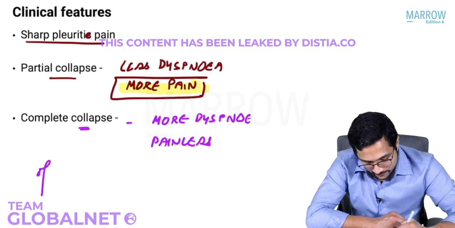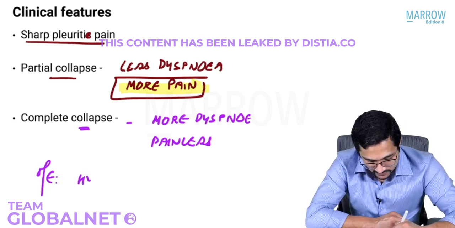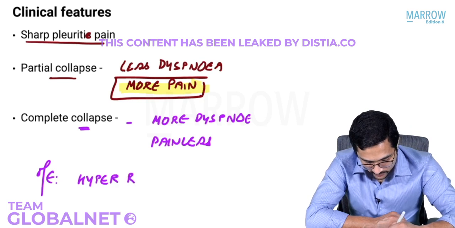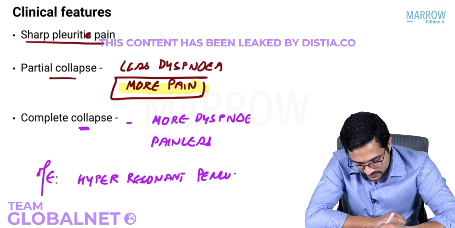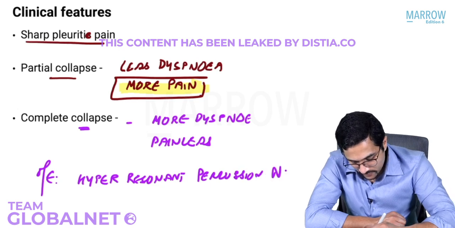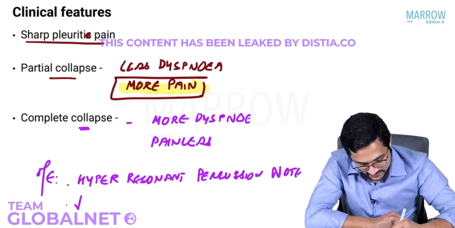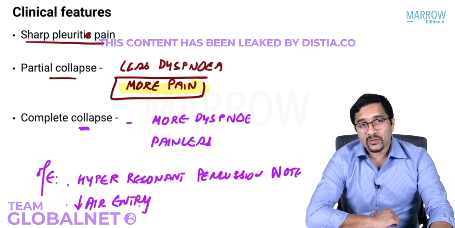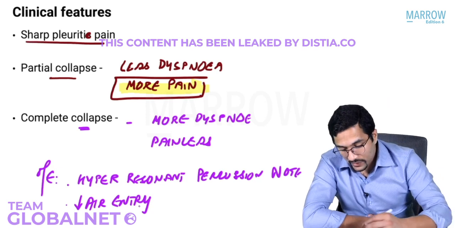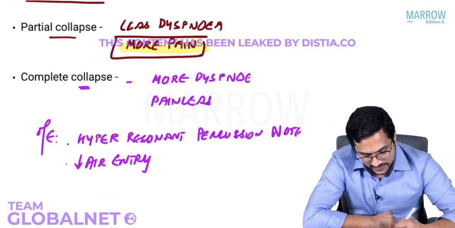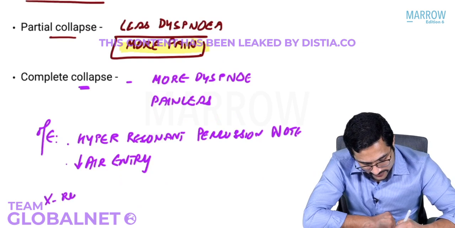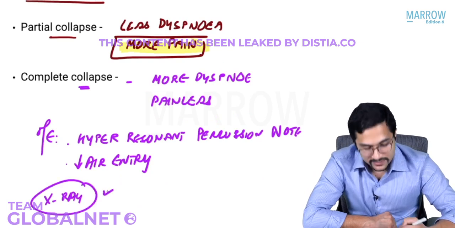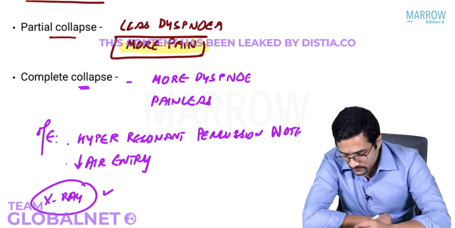On examination, whenever there is pneumothorax, we will get a hyper-resonant percussion note in these patients, and we will get decreased air entry and decreased breath sounds on that side as well. Now we can do a simple X-ray to see whether pneumothorax is present or not.